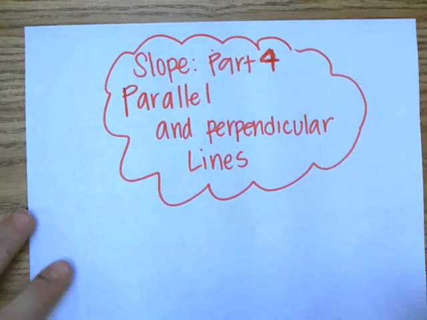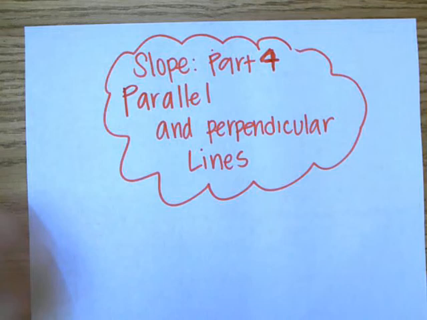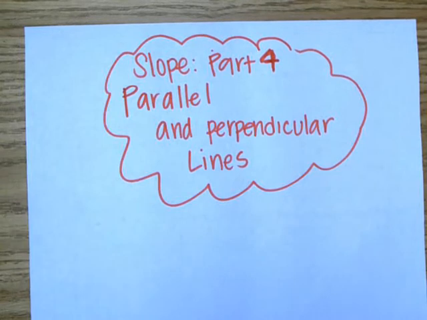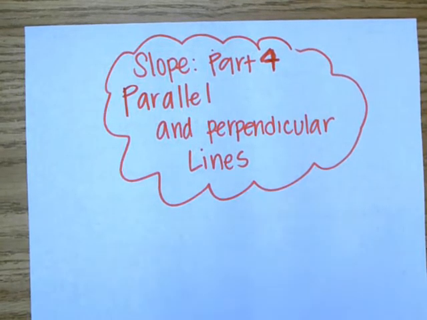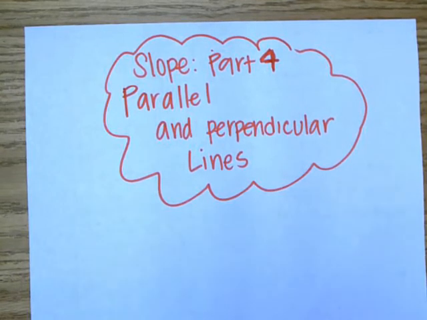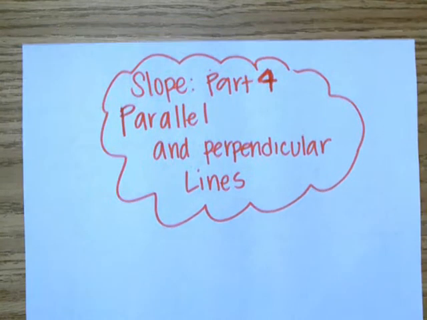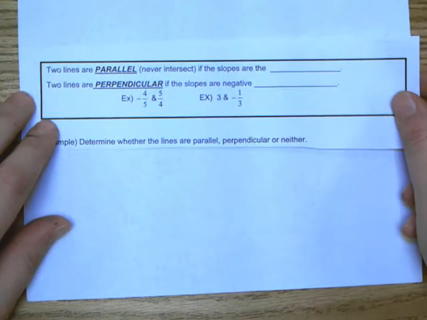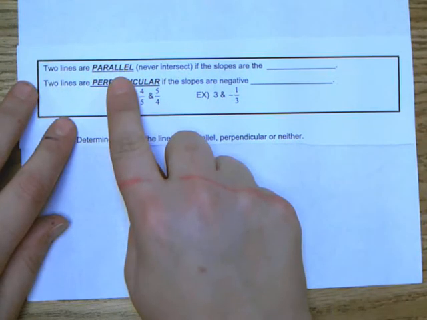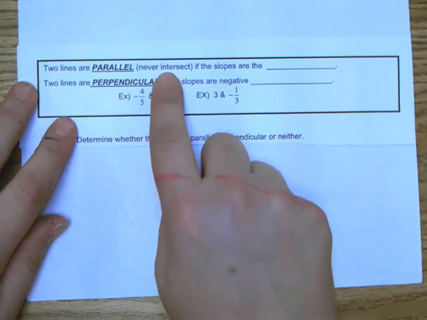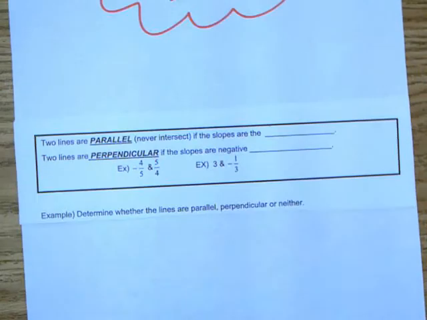This lesson will help you determine whether two equations will be graphs of parallel or perpendicular lines. This lesson discusses the relationship between the slopes of parallel and perpendicular lines. So for two lines to be parallel, and remember parallel means they will never intersect.